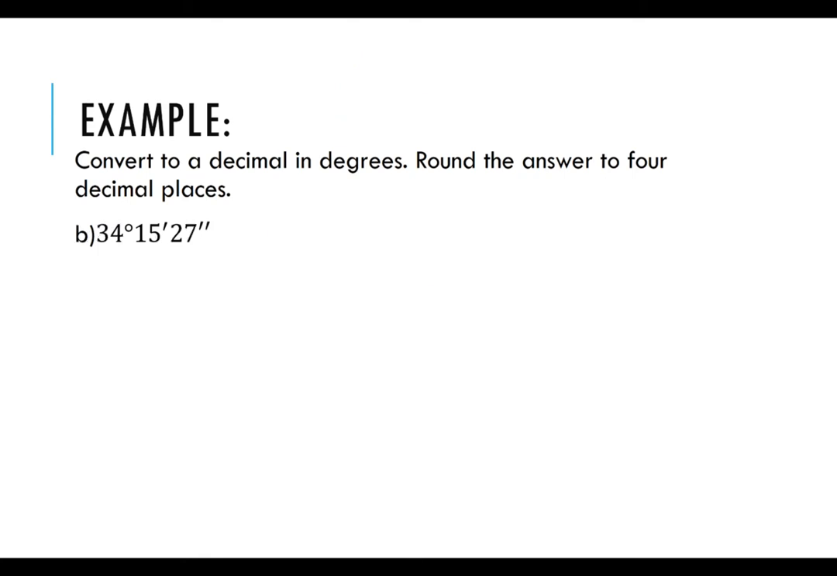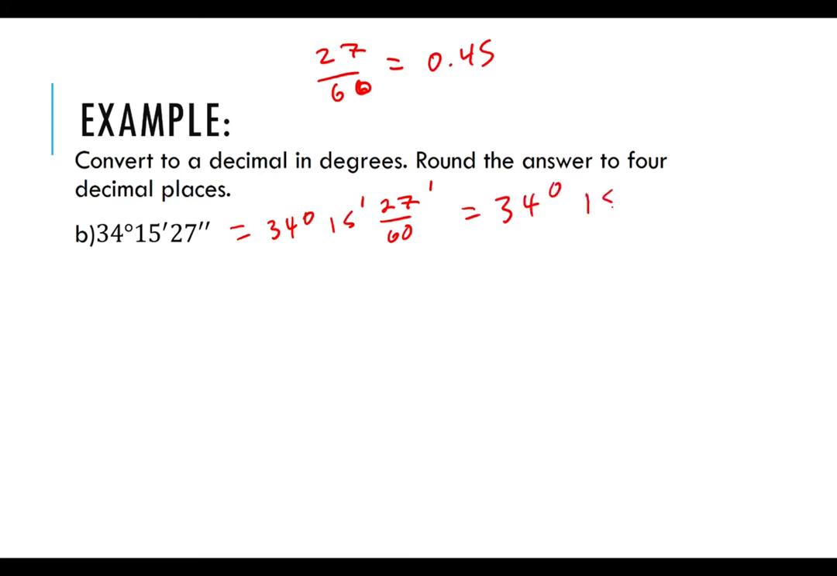Let's do it again. I have 34 degrees, 15 minutes, 27 seconds. Well, that's the same thing as 34 degrees, 15 minutes, 27 over 60 minutes. But then I'm using my calculator. 27/60ths is 0.45, which means that this is 34 degrees and 15.45 minutes. Then we just repeat to get rid of the minutes into degrees.